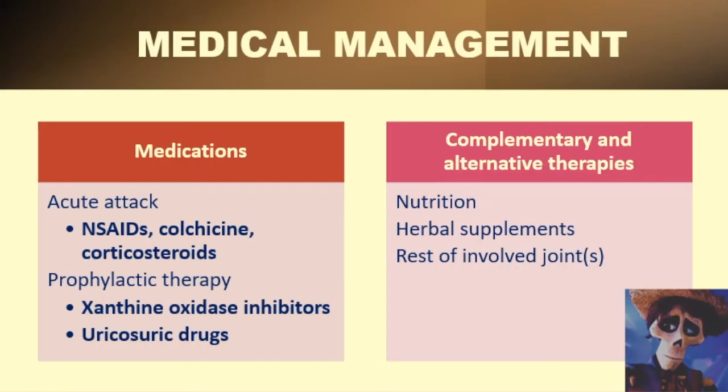What then is the focus of medical management for this patient with acute gouty arthritis? Medication classes. During an acute attack, your NSAIDs would be able to help, as well as your colchicine, and corticosteroids in more severe cases, so that the inflammatory process would be halted.